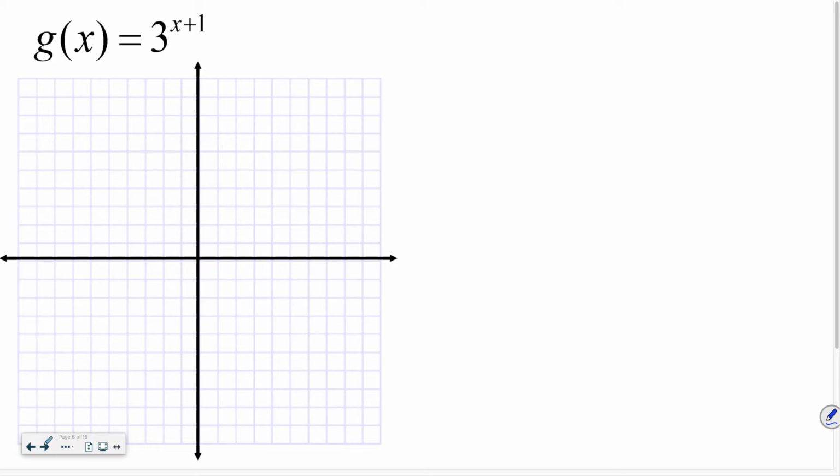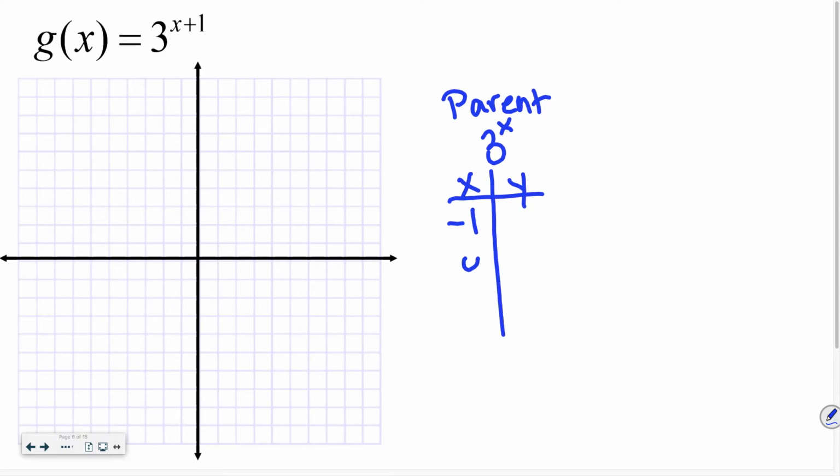Okay, so our parent function is 3 to the x power. And to be very truthful, some of you are not going to have to write this down. Some of you really like to write this down. Okay, so with our parent function, I want to think about these 3 coordinates: (-1, 1/3), (0, 1), and (1, 3). Those are the 3 coordinates I want you to think about for the parent function.